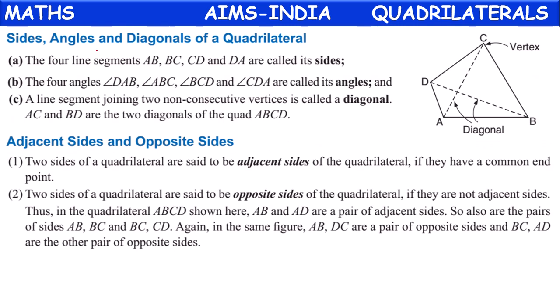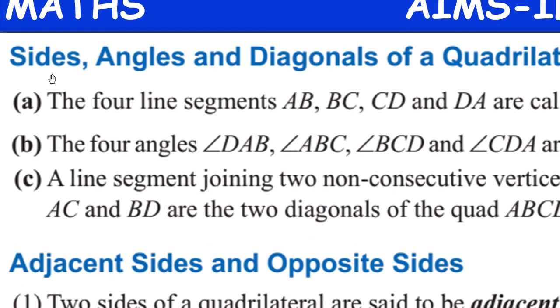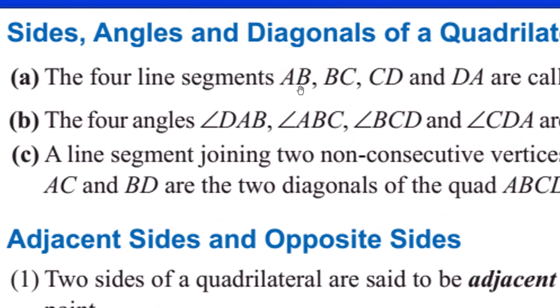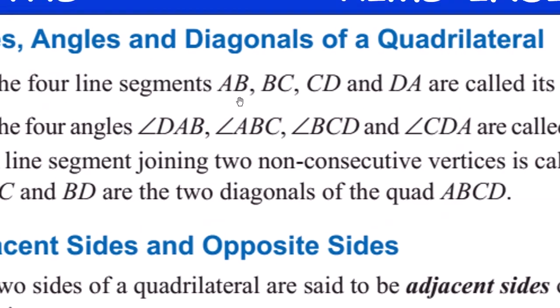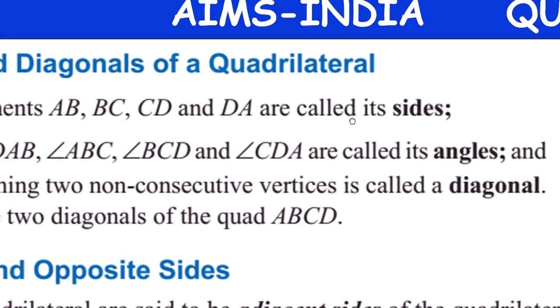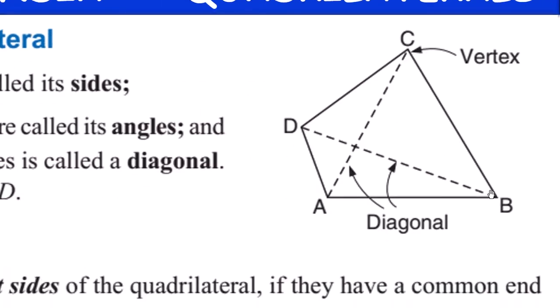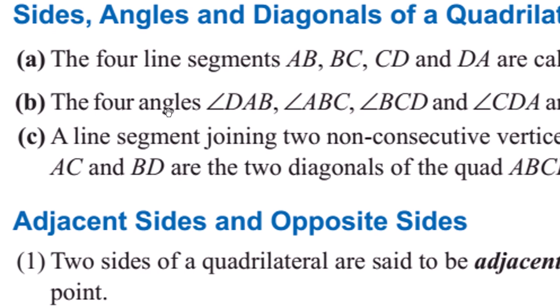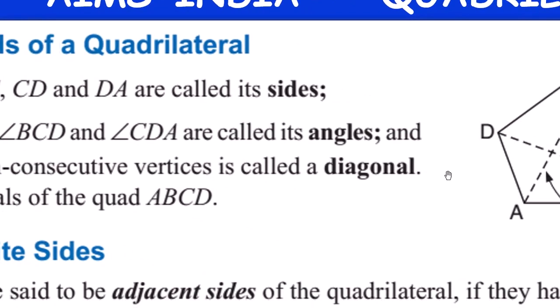Next children, sides, angles and diagonals of a quadrilateral. So the four line segments AB, BC, CD and DA are called its sides, and the four angles, angle DAB, angle ABC, angle BCD, angle CDA are called its angles.